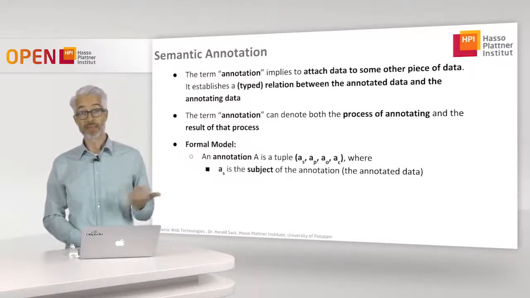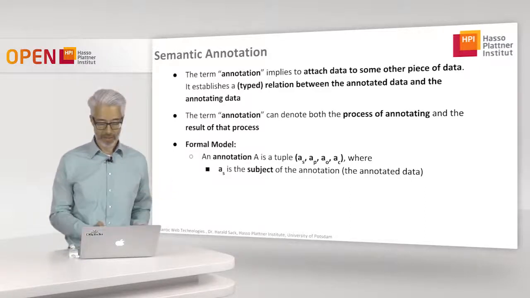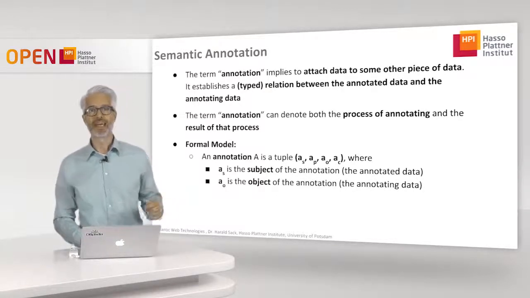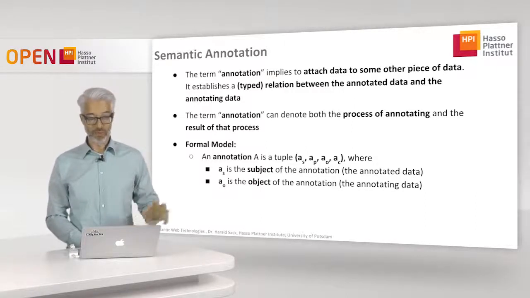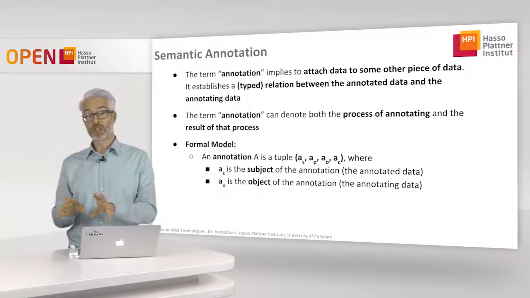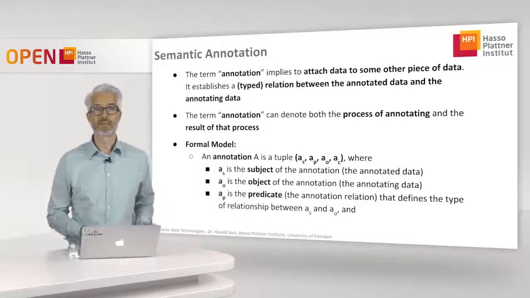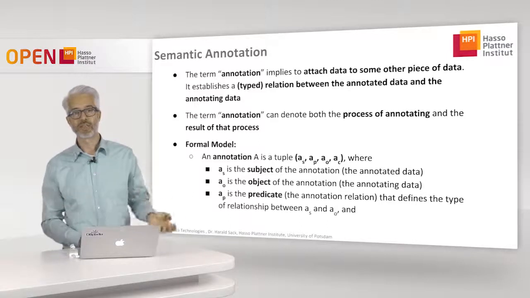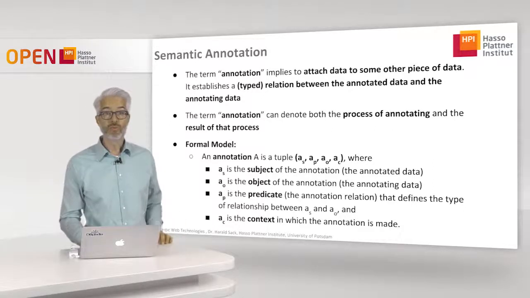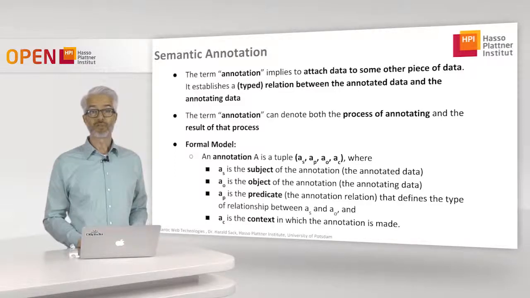First, A sub S is the subject of the annotation, which is nothing else but the annotated data. Then we also have an object of the annotation. This is A sub O, and this is the annotating data. So we consider here first the subject, which is the resource we want to describe, and the object, which is the annotation. And of course, between both, there is some kind of a predicate. So there is an annotation relation that defines the type of relationship between A sub S and A sub O. And again, we have A sub C, which in the end defines the context of that kind of annotation.